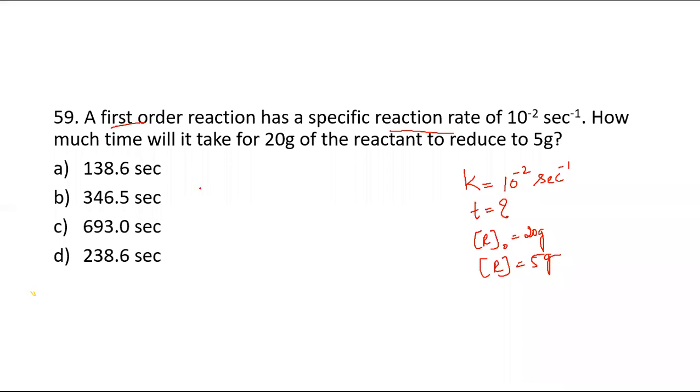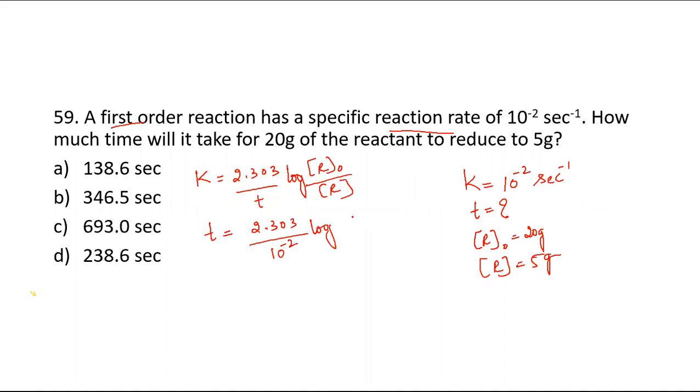First order reactions, that is K is equal to 2.303 divided by T into log R0 divided by R. T you need to calculate, therefore rearrange the formula. T is 2.303 divided by K, 10 to the power of minus 2, into log of initial concentration 20 grams, final 5 grams. Grams cancel, 5 fours are 20. So 2.303, if this 10 to the power of minus 2 goes to the numerator, it becomes 10 to the power of plus 2, that means 100.